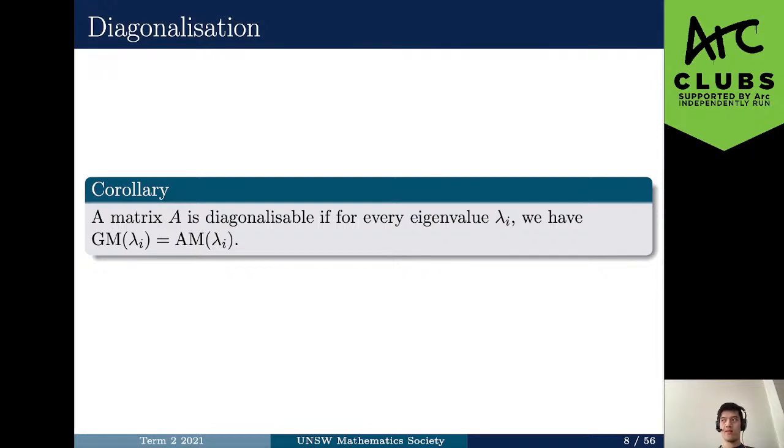And now we're saying that if the geometric multiplicity is equal to the algebraic multiplicity, that's just saying that if I add together all of the geometric multiplicities, I should get n, which is the sum of the algebraic multiplicities. And that's just saying that the eigenvectors actually span the entire space. Or in other words, we have n linearly independent eigenvectors, and so it will be diagonalizable.